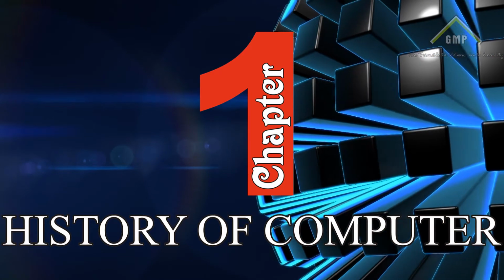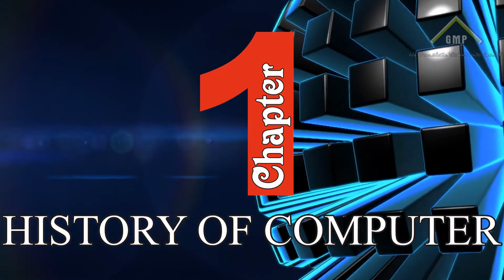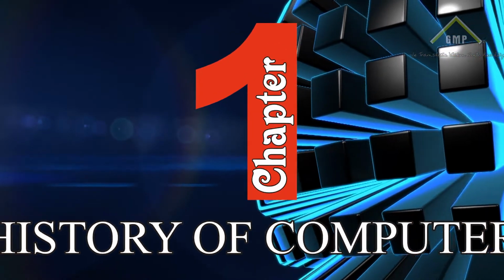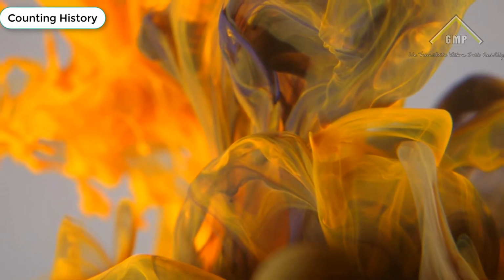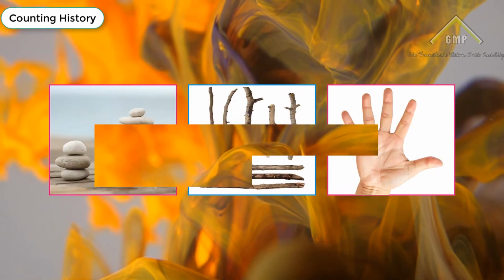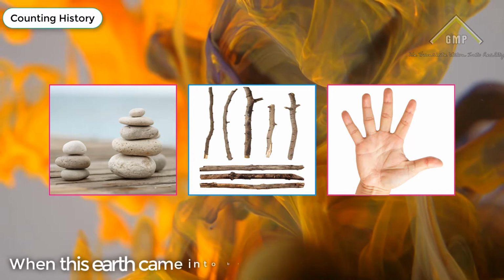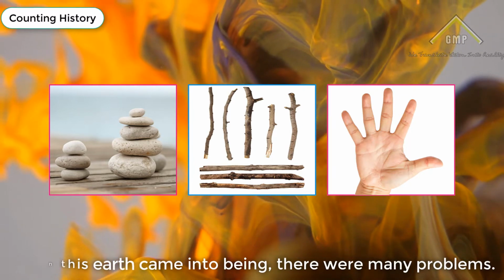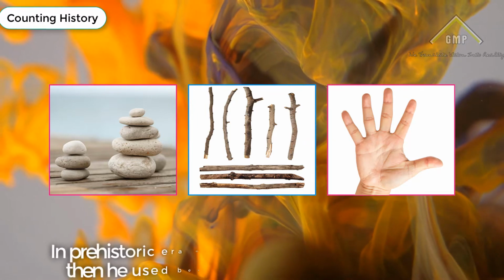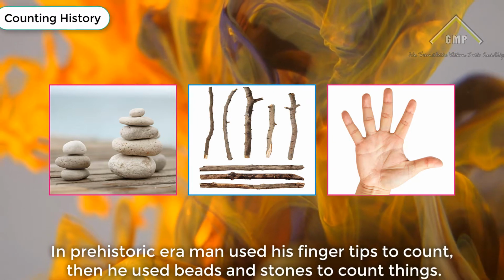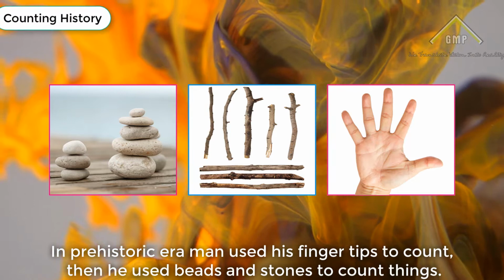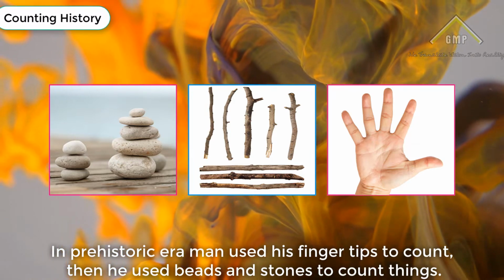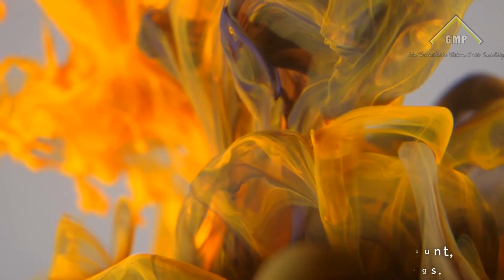Chapter 1. In this chapter we will learn about the history of computer. Counting history. When this earth came into being, there were many problems. In the prehistoric era, man used his fingertips to count, then he used beads and stones to count things.